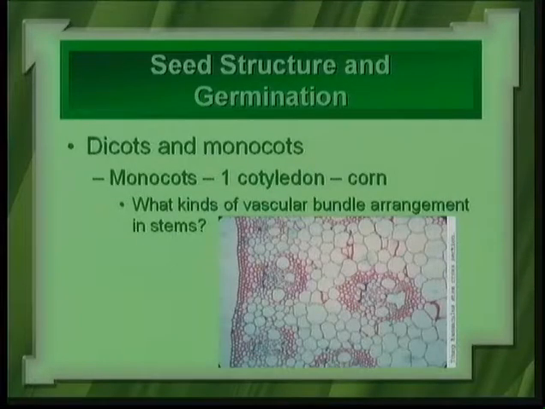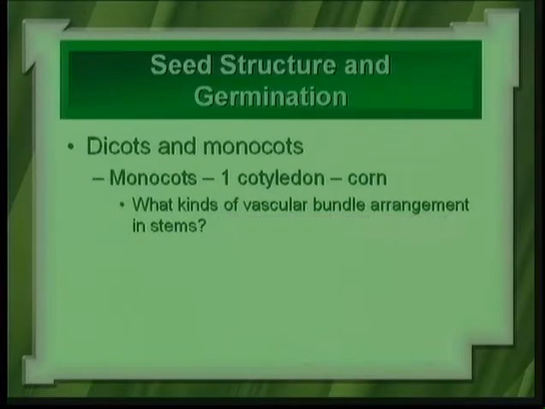Okay, now here we have another section of a cross-section that looks like a monocot. Remember that monocots have scattered vascular bundles, so in the whole area of the cross-section, you'll have vascular bundles all scattered along the whole area of the section. So monocots have scattered vascular bundle arrangements in their stems.